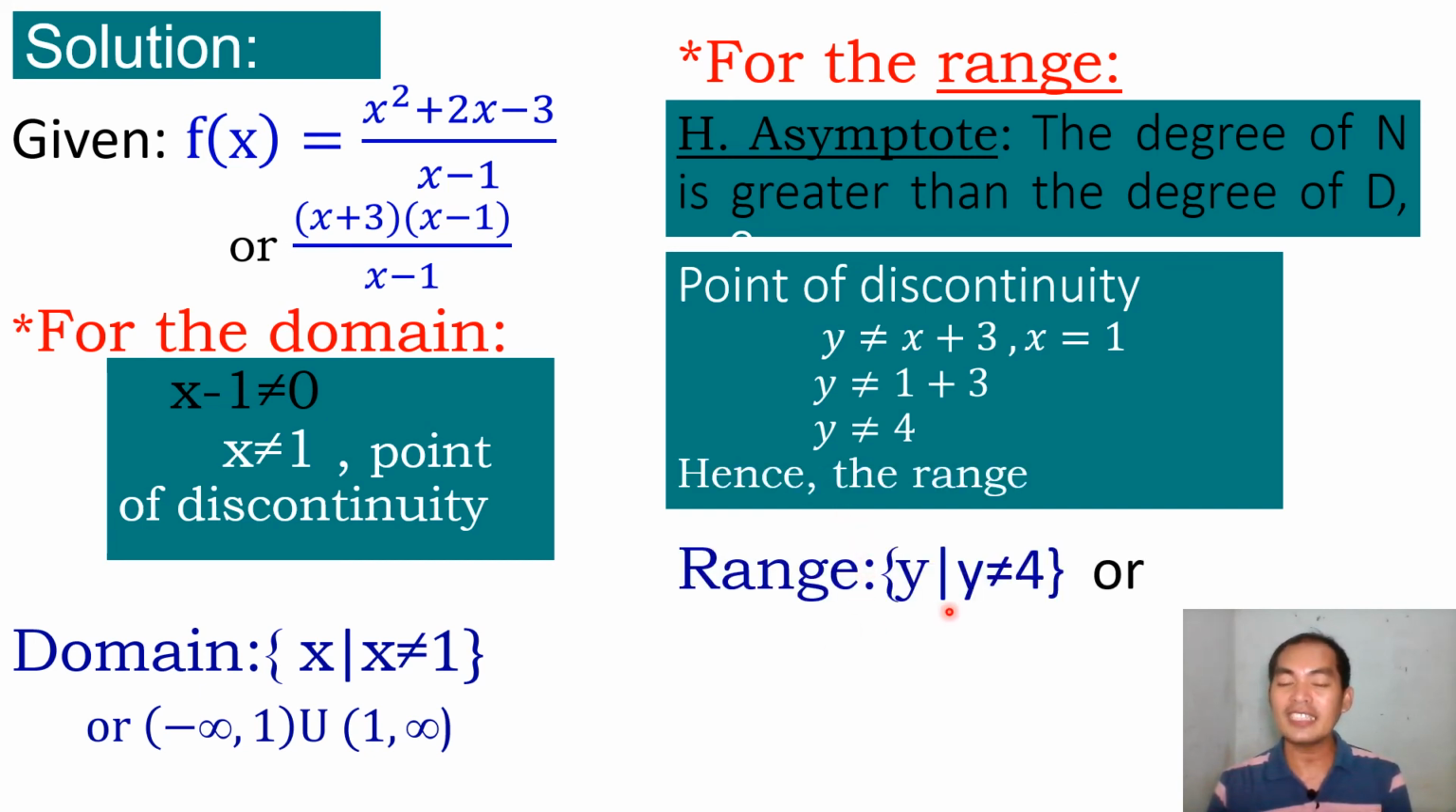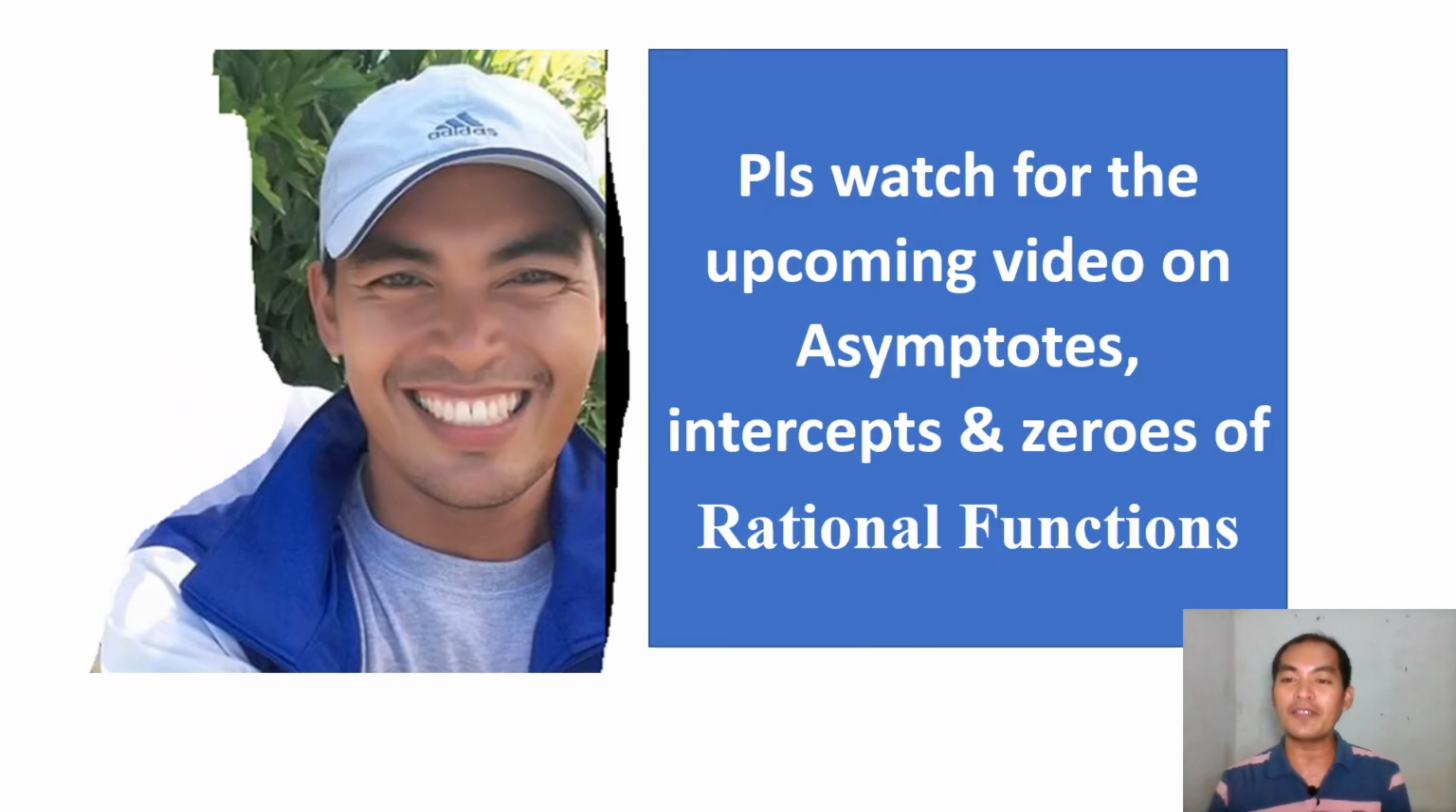So, the range is the set of all y such that y is not equal to 4, or an open interval from negative infinity to 4 union open interval from 4 to positive infinity.